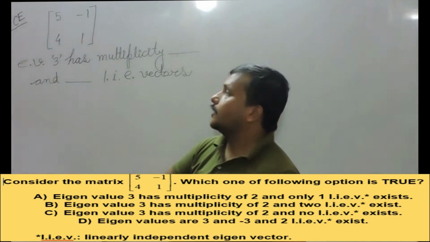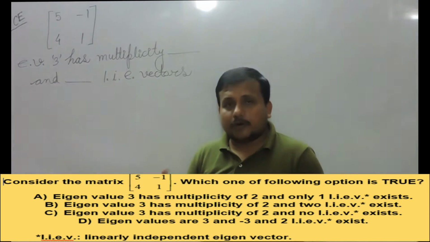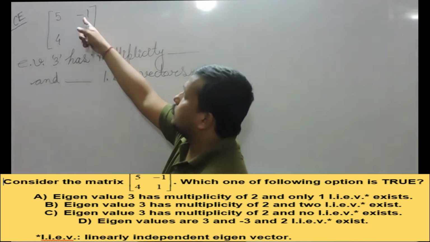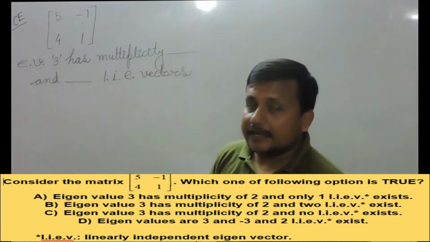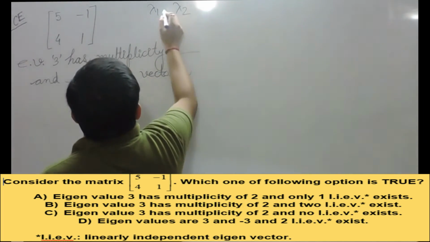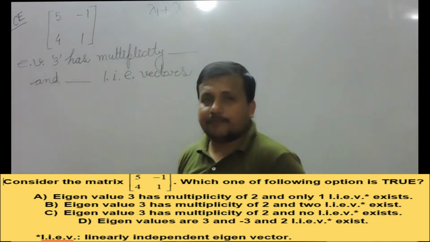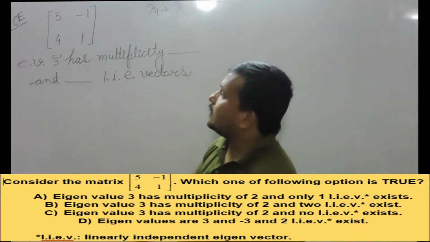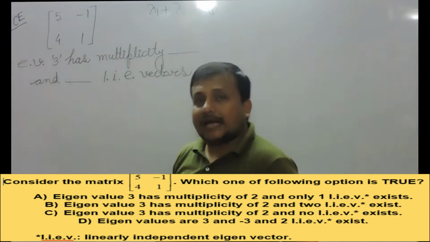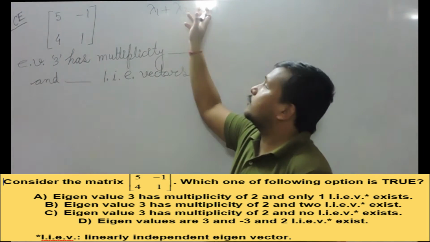So what is multiplicity? The number of times an eigenvalue is repeated is called its algebraic multiplicity or simply the multiplicity. For example, in this question, suppose that the two eigenvalues are lambda 1 and lambda 2. Evidently, lambda 1 plus lambda 2, the sum of the eigenvalues, is equal to the trace of the matrix. So what is the trace? It is the sum of elements along the principal diagonal, that is 5 plus 1, which is 6.